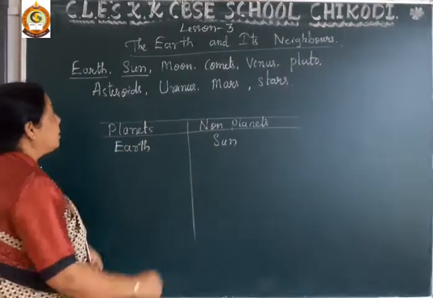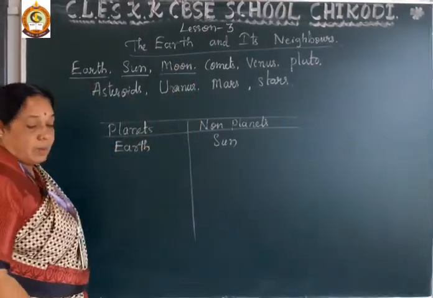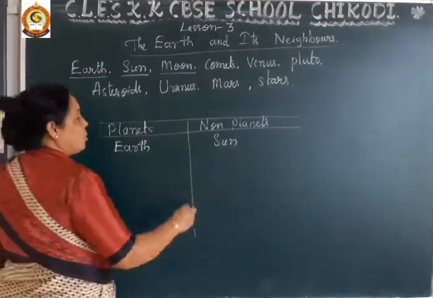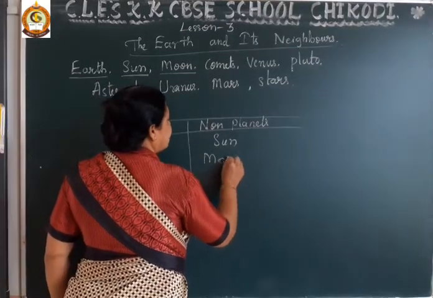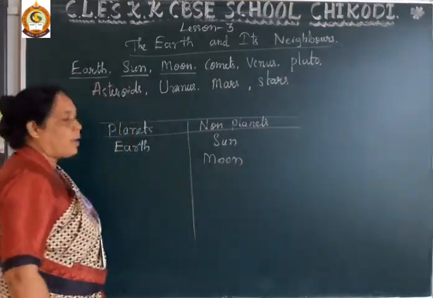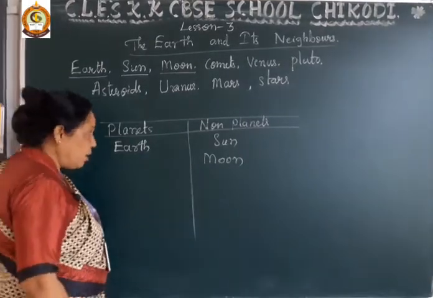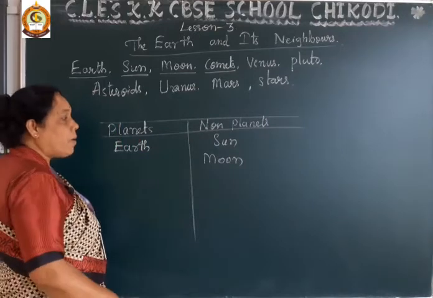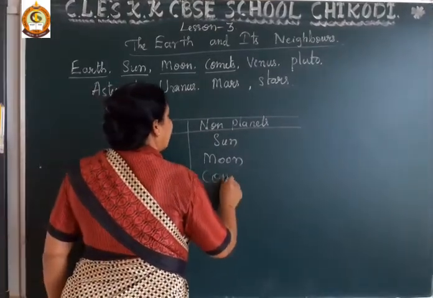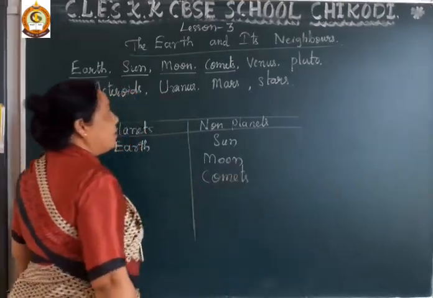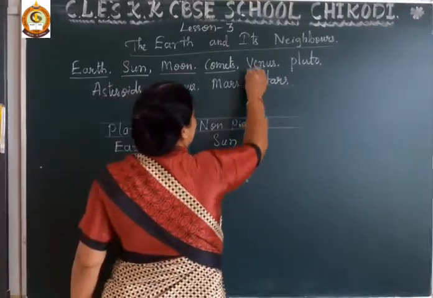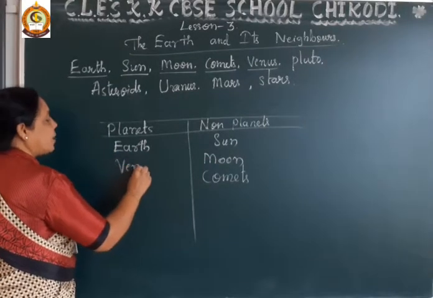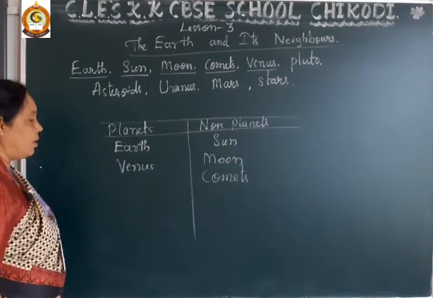Next, Moon. Is Moon a planet or non-planet? Moon is a non-planet, so we have to write it in the non-planet column. Next, comets. Are comets planets or non-planets? Comets are non-planets. Next, Venus. Venus is a planet, so you should write it in the planet column.